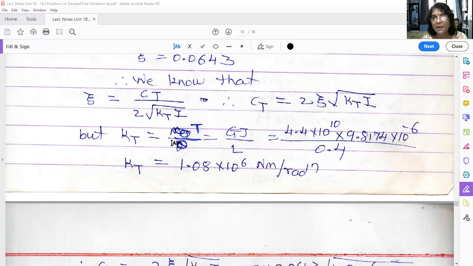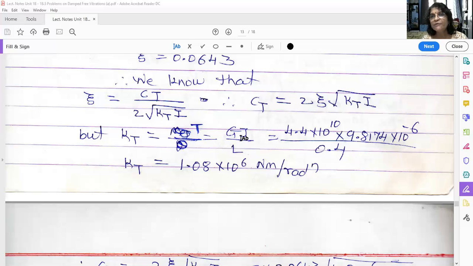That means F upon x in longitudinal terms. Okay, it will be F upon x, so here it will be T upon theta. You know the basic torque equation, that is T upon J is equal to G theta upon L. From this equation, T upon J is equal to G theta upon L. So I want to find out T upon theta, that is torque per unit displacement, that is nothing but the Kt, that is spring stiffness. So Kt is equal to T upon theta, that is equal to GJ upon L.